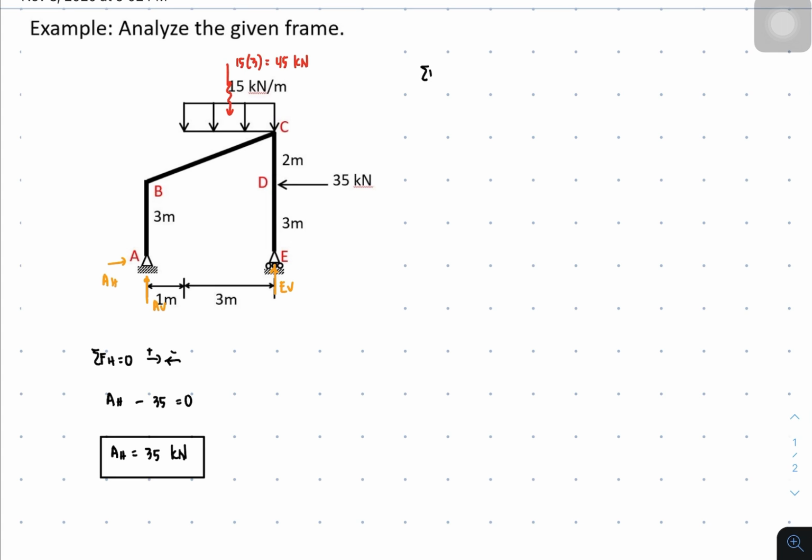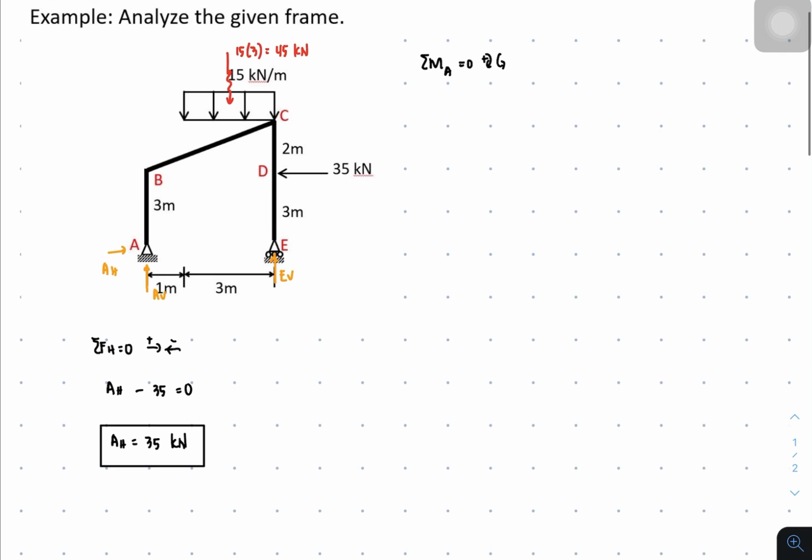Next, let's do the summation of moment about point A. So clockwise positive, counterclockwise negative, starting with E vertical. So it's going to be counterclockwise, so E vertical negative times moment arm is 4. And then this one, it's also negative because it's counterclockwise, 35 times 3, and this 45. So it's going to create a positive rotation, so clockwise, so that's positive 45.